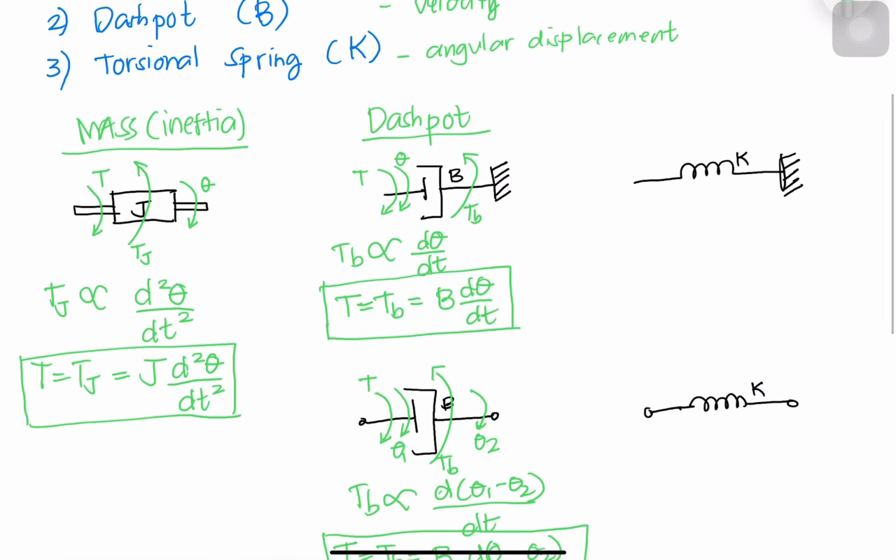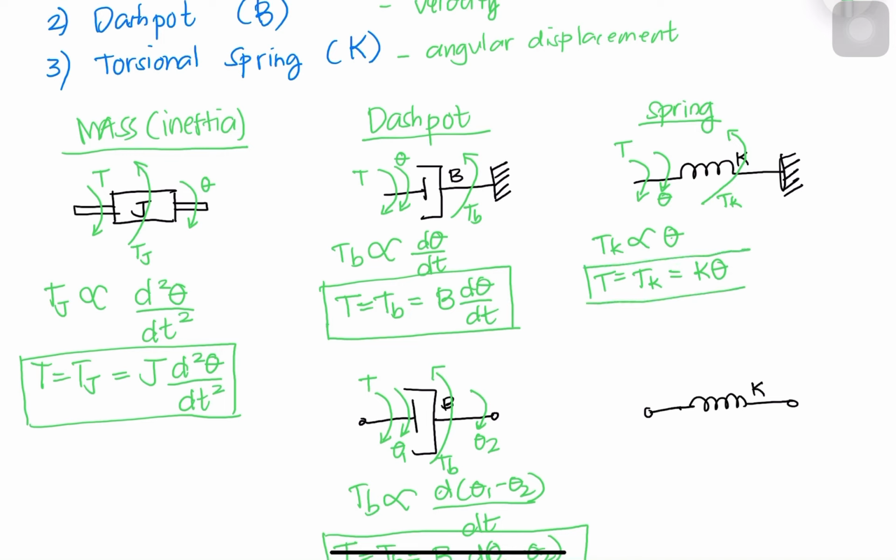And then lastly, we have the torsional spring. For torsional spring, we put the torque here, and then the angular displacement. The opposing torque will be TK, in the counterclockwise direction. So TK is proportional to angular displacement. Therefore, T is equal to TK, which is equal to K times the angular displacement, or K theta. So this is the formula for spring, case 1.